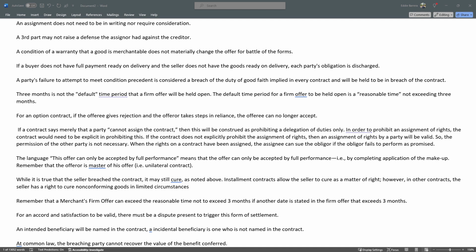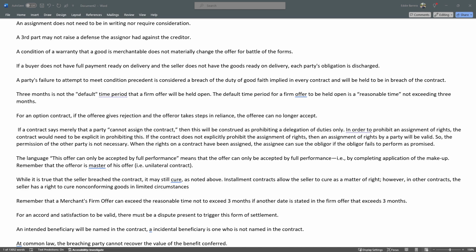Remember that the offeror is master of his offer, i.e. unilateral contract. While it is true that the seller breached the contract, it may still cure as noted above. Installment contracts allow the seller to cure as a matter of right. However, in other contracts, the seller has a right to cure nonconforming goods in limited circumstances. Remember that a merchant's firm offer can exceed the reasonable time not to exceed 3 months if another date is stated in the firm offer that exceeds 3 months.